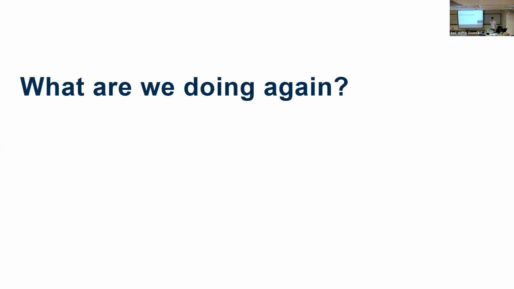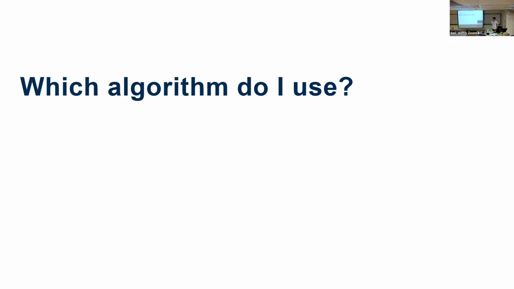Okay, wait, what are we doing? We're on a little digression again. What are we doing again, right? Yes, type checkers. So okay, you need to implement a type checker for a dependently typed language. You need to decide on an algorithm to use.